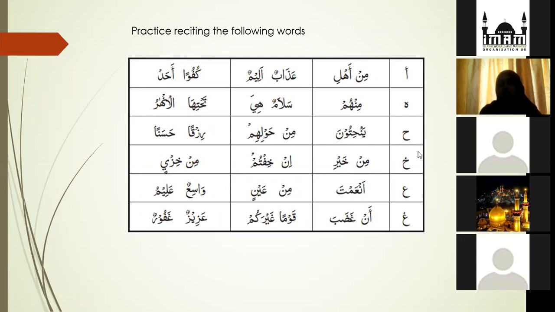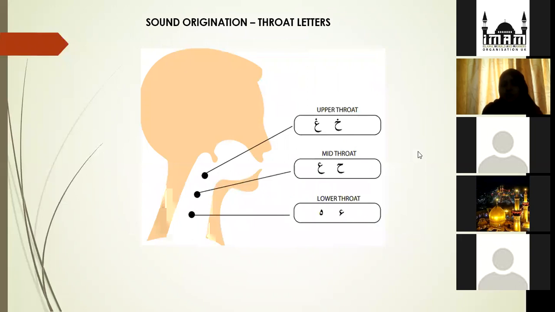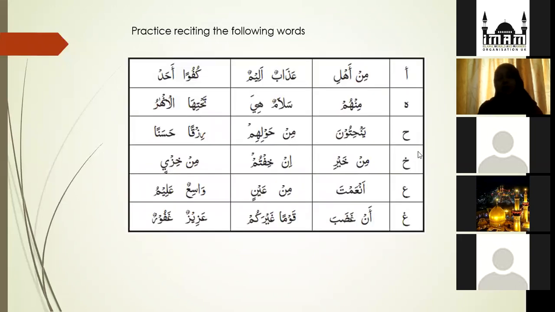So now Ain is the one without the dot. And if you remember in the diagram, the ones without the dot come from the middle part of your throat. So if we place our hand on the middle part of the throat now and feel the vibration of the Ain there. An'amta.